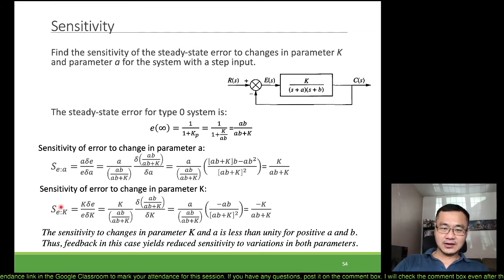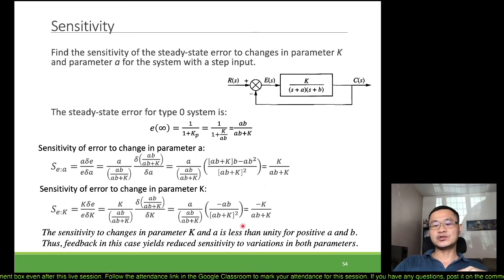Similarly, for the sensitivity of the steady state error due to the change in parameter k, you just use k over e multiplied by the partial derivative of e over dk. So you will get minus k over ab plus k.